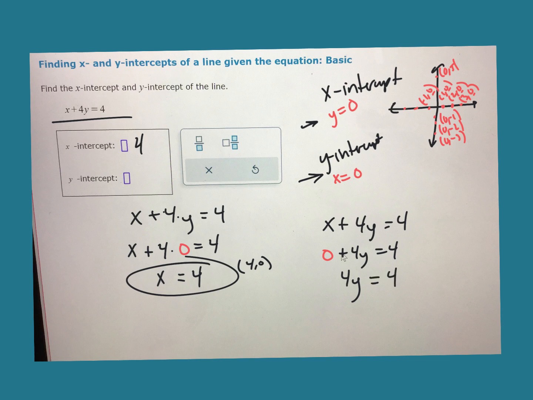Then we have to do some solving. Remember how to solve equations. We do inverse operations. This is 4 times y. The opposite of multiplying by 4 is to divide by 4. What you do on one side, you do on both sides. 4 divided by 4 is 1, so we say that cancels out. Y equals 4 divided by 4 is just 1. So in this case, the y-intercept would be 1, or that would be the ordered pair 0, 1.